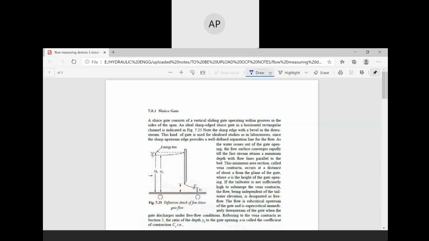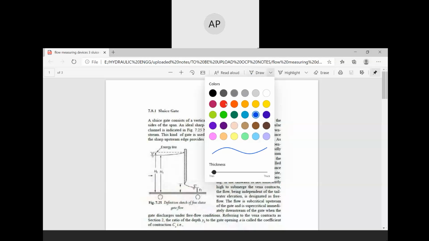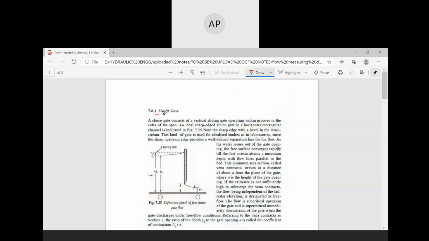Okay. So today we are going to start the next chapter. That means there are some flow measuring devices. Among the flow measuring devices, one is your sluice gate. Already you have got this term sluice gate, isn't it? So what is a sluice gate? Let's see. A sluice gate consists of a vertical sliding gate operating within grooves in the sides of the span.